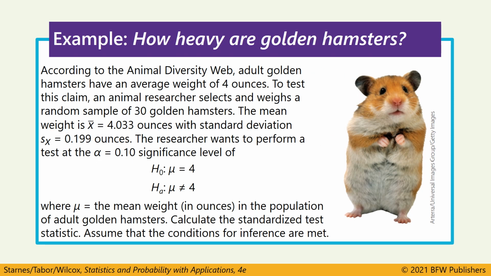Go ahead and do another example. According to the Animal Diversity Web, adult golden hamsters have an average weight of 4 ounces. A researcher tests this claim and weighs a random sample of 30 golden hamsters. He finds that the mean is 4.033 ounces and a standard deviation of 0.199 ounces. The researcher performs a test with a significance level of 10%, testing a claim that the mean is 4 ounces versus it being something other than 4 ounces.